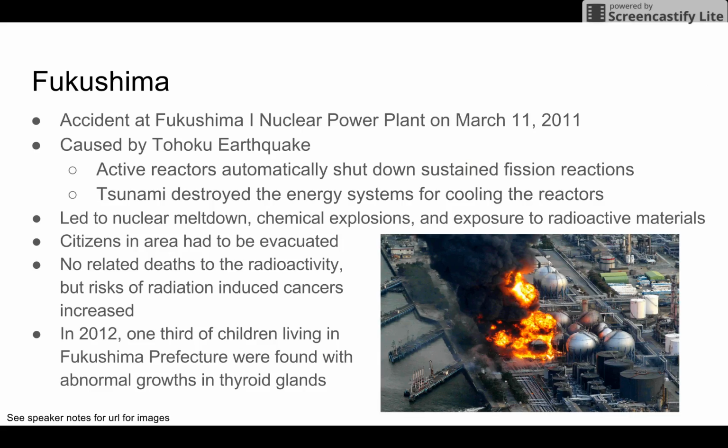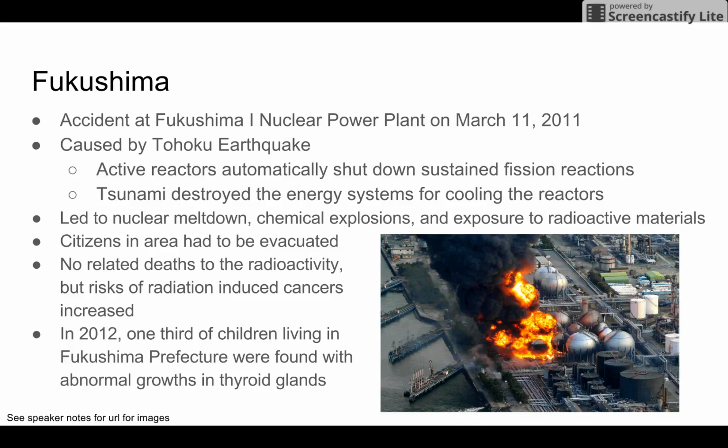So one of the most well-known nuclear energy accidents was at Fukushima nuclear power plant on March 11, 2011. It was caused by the Tohoku earthquake, and it caused the active reactors to shut down the sustained fission reactions, and the tsunami further destroyed the energy systems for cooling the reactors. This led to nuclear meltdown, chemical explosions, and exposure to radioactive materials.